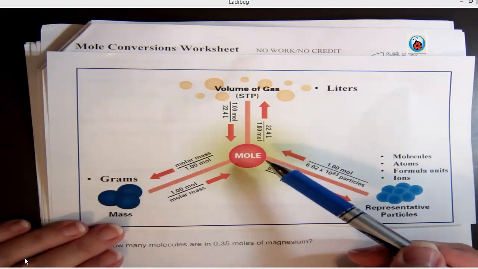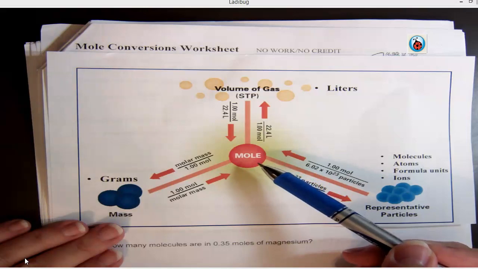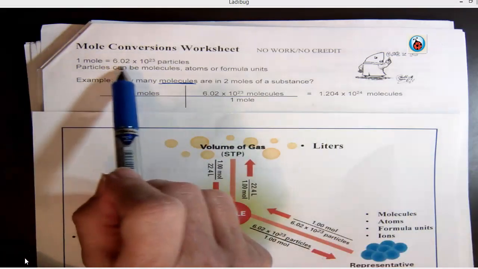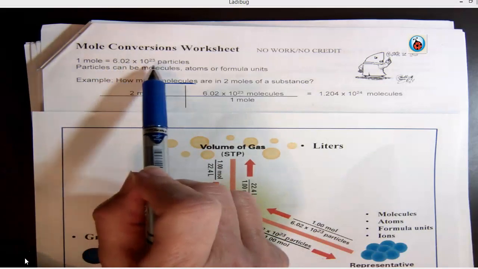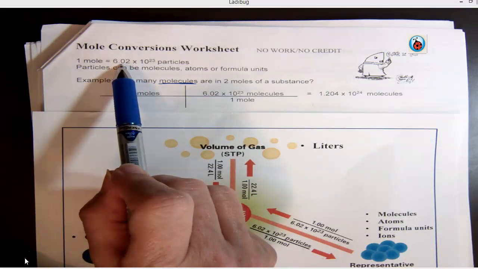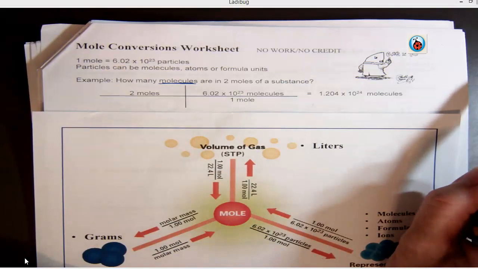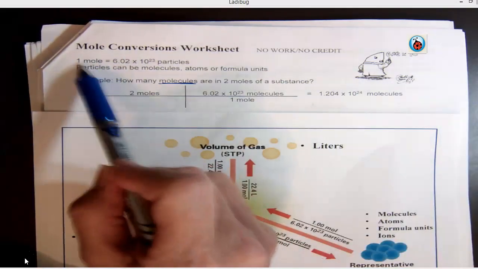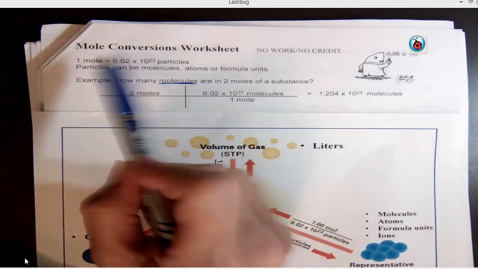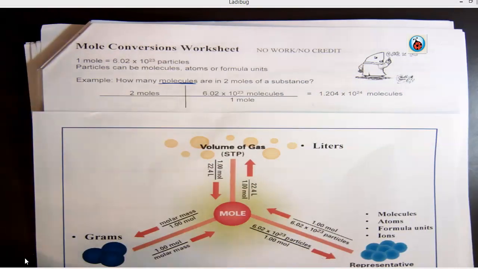Okay, now this dude named Avogadro, he got tired of working with these giant numbers, because 6.02 times 10 to the 23rd, think about that. I'm going to move this decimal out 23 times. All right, that's a gigantic number. So he came up with a unit called a mole. Not this kind of mole, but a mole, okay?